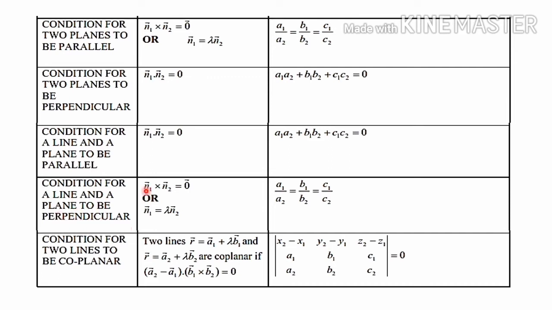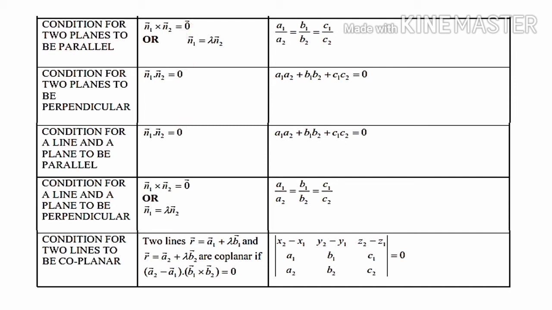Next one is condition for a line and a plane to be perpendicular. That is vector n1 cross vector n2 is equal to 0 vector, or vector n1 is equal to lambda into vector n2, or else a1 by a2 is equal to b1 by b2 is equal to c1 by c2. Here also condition for two planes to be parallel and a condition for a line and a plane to be perpendicular, both are same conditions.